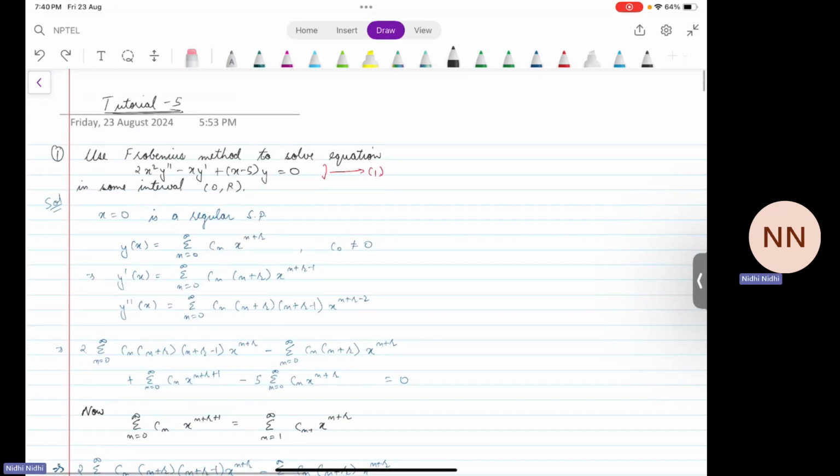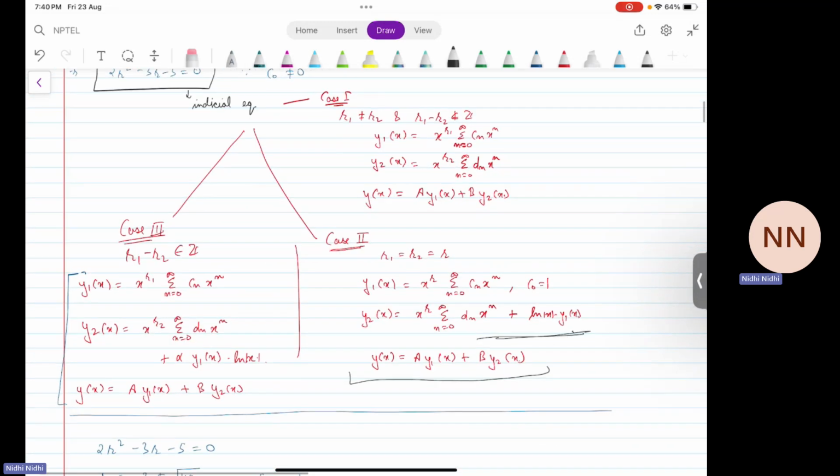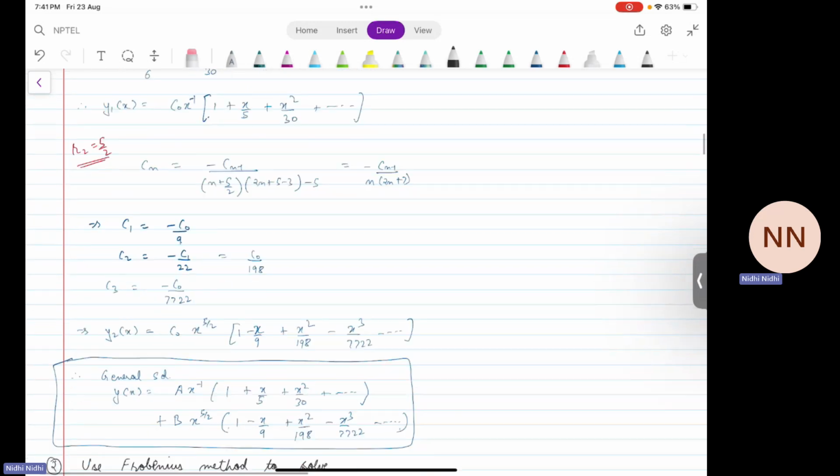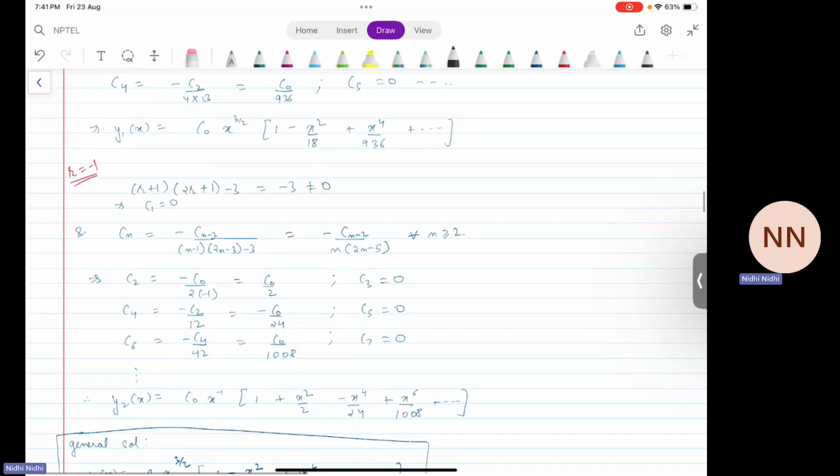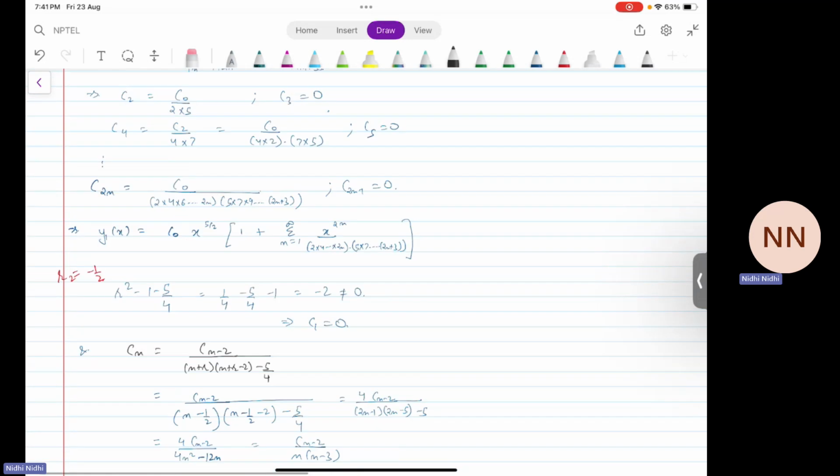I hope all the steps in all the problems were clear. Mainly, we have used the fact that the point zero is a regular singular point, and hence we have a solution of this form. Then we find derivative, double derivative of this series and put it in the given equation. Using that, we find the indicial equation, and for the indicial equation, we have three cases: for distinct roots, for repeated roots, and for the distinct roots having integral difference. I think we have discussed all the three cases and how the solution will look like in all the three cases.